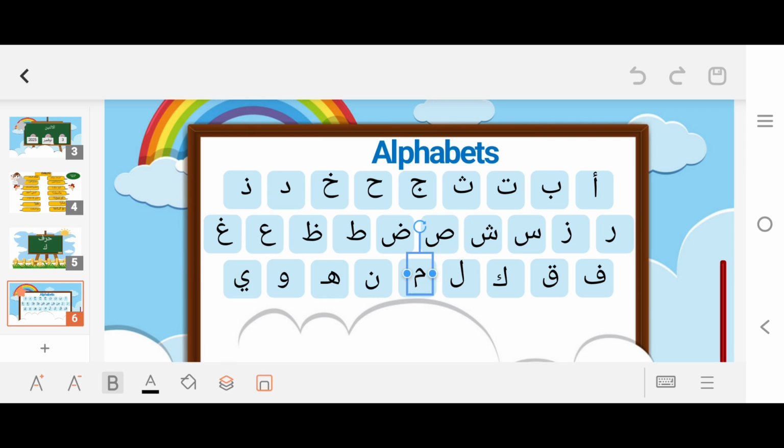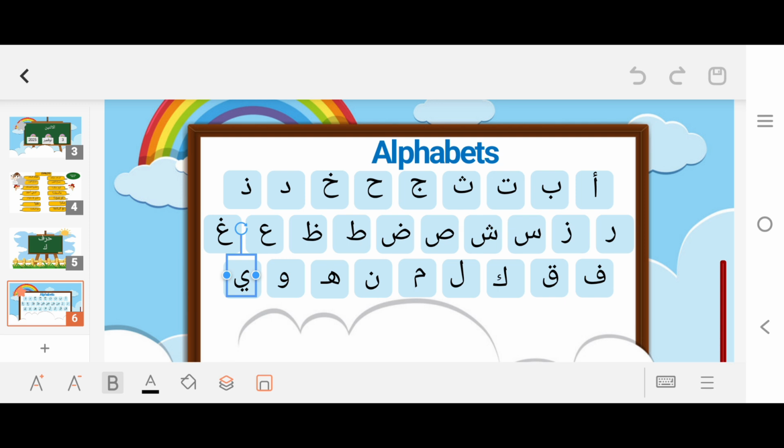And the next one is Lam. And the next one is Meem. And the next one is Noon. And the next one is Ha. And the next one is Waw. And the next one is Ya.